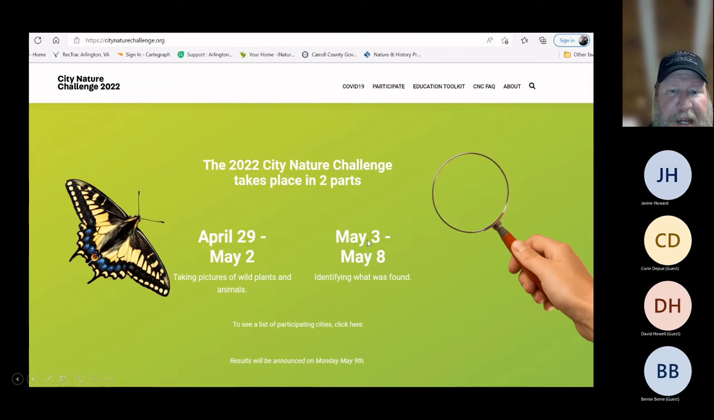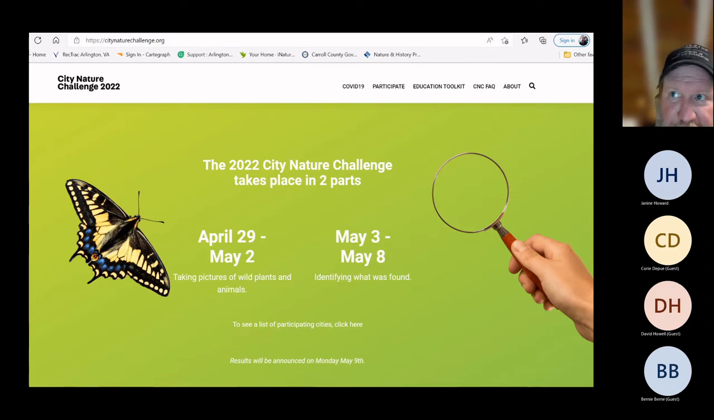And then from May 3rd to May 8th, we're going to try to identify what we found, what hasn't been identified by May 3rd for those 4 days of observations. And it's kind of a friendly competition to see who can get the most people involved and the most species and the most observations. Some places have more people than others, and that's just the way it is. And some places have more biodiversity than others. But it's trying to see how much we can get in together.